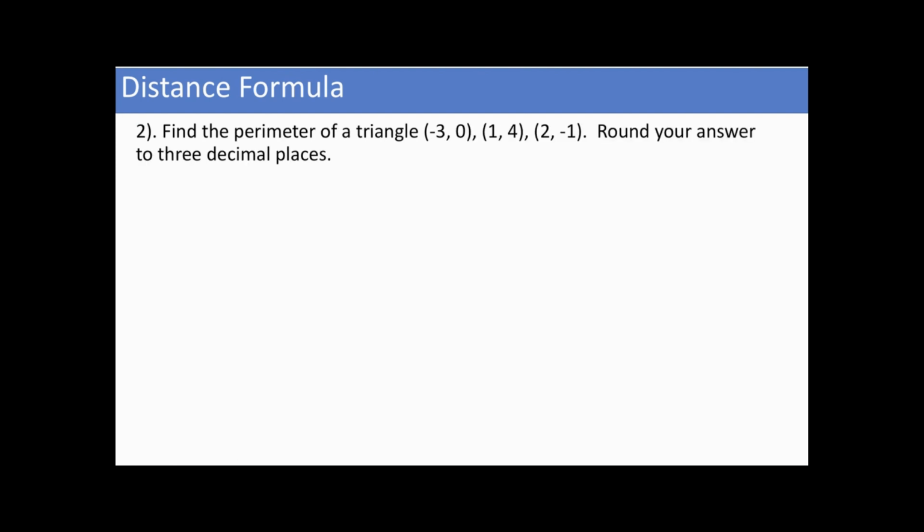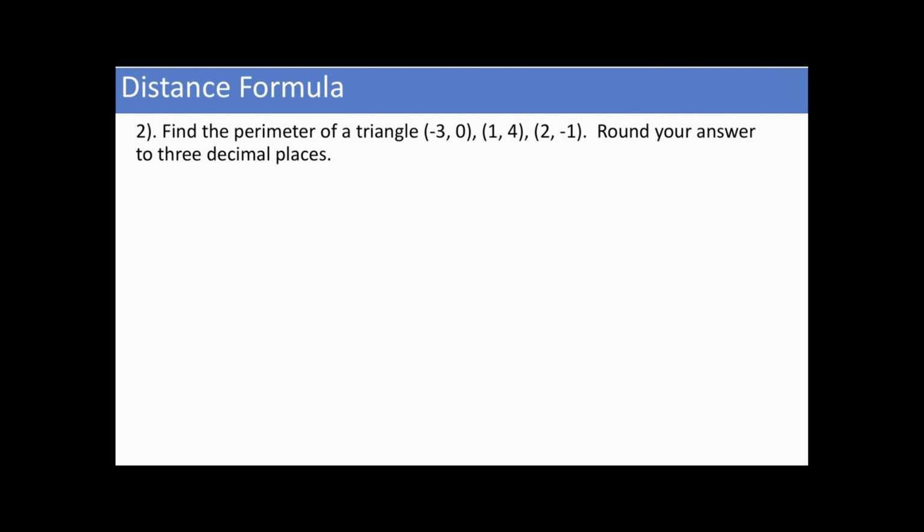Right. Look at this one. Find the perimeter of a triangle with these 3 points for the vertices. Round your answer to 3 decimal places.